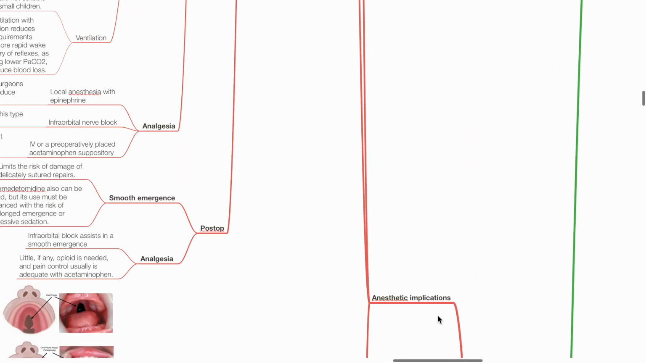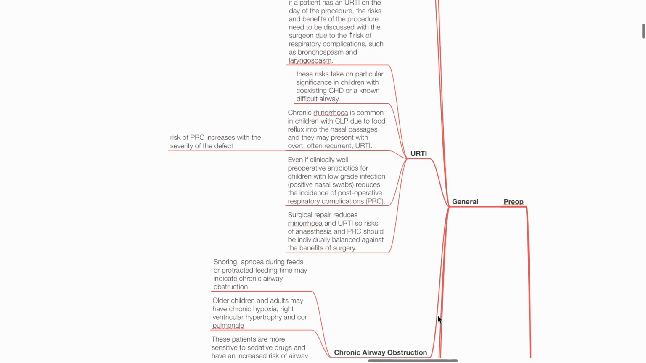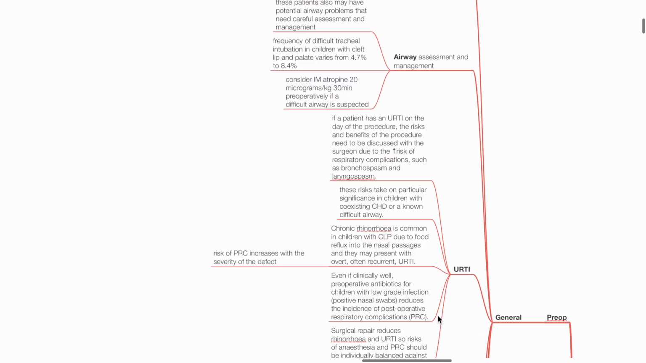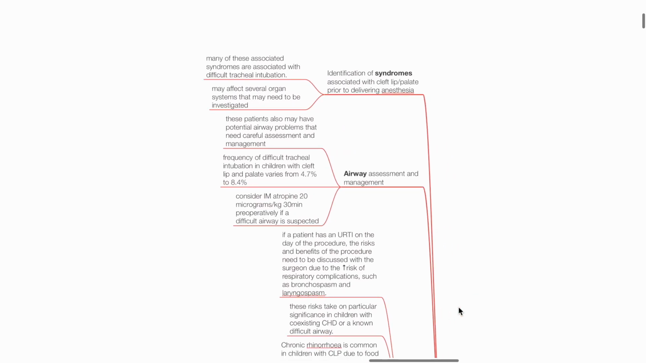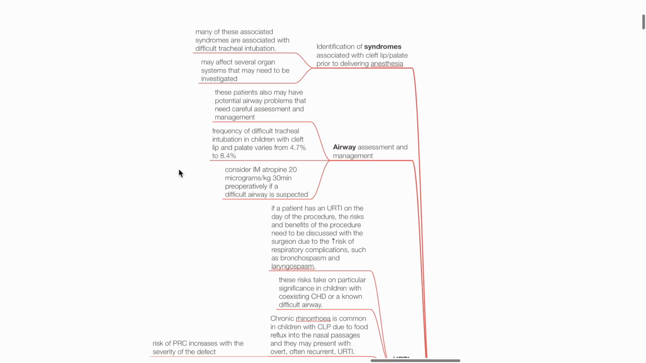Anesthetic implications of CLP. General considerations for pre-op assessment. Identify syndromes associated with CLP prior to delivering anesthesia. Many of these are associated with difficult intubation. Several organ systems may need to be investigated. Airway assessment and management. Identify features of difficult airway. Frequency of difficult intubation in children with CLP varies from 4 to 8%. Consider antimuscarinics preoperatively if difficult airway is suspected.